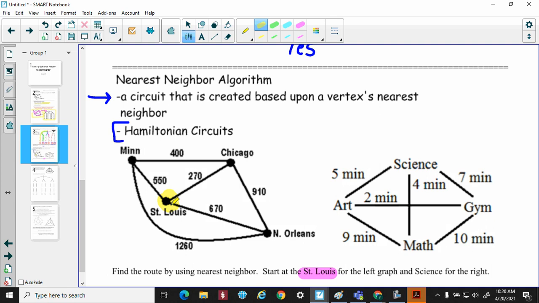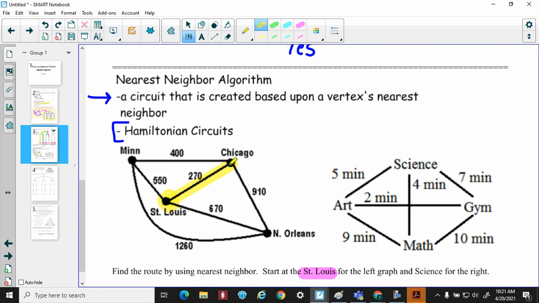And with nearest neighbor, you'll always be given a starting point. All right. Now, look at your neighbors. You have Minneapolis, Chicago, New Orleans. What is your nearest neighbor? Well, it is the city that is 270 miles away. That's closest, which is Chicago.